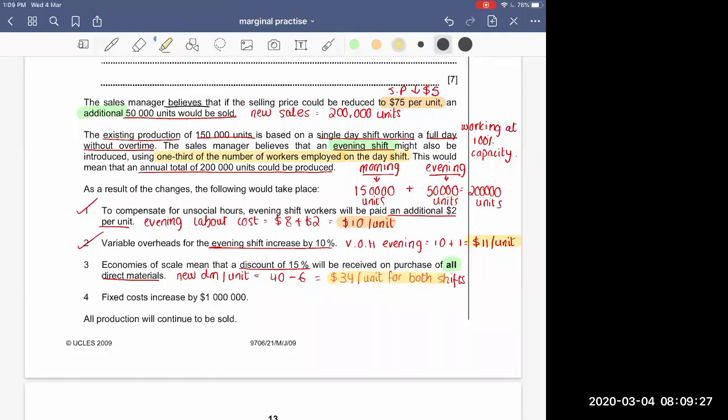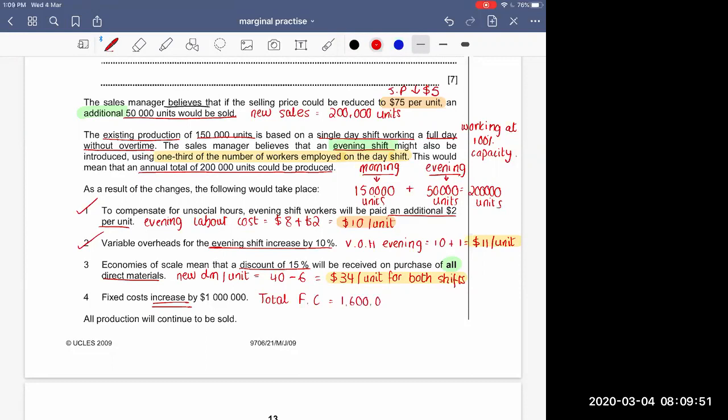Fixed cost increased by 1 million. Now, our old fixed cost, how much was it? That was 1,650,000. And by introducing the evening shift, our fixed cost will increase by 1,000,000. That means the total fixed cost is going to be 1,650,000 plus 1,000,000. That makes 2,650,000.